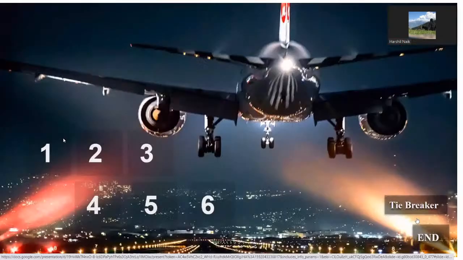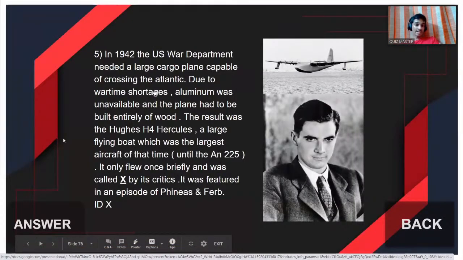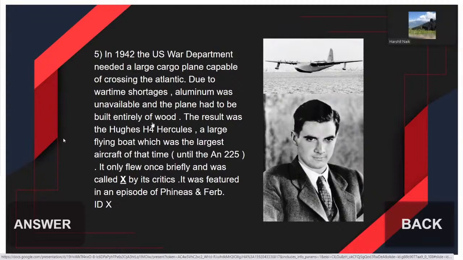Yes. Yeah. Team 5, your question is the following. In 1942, the US War Department, Department of Defense, needed a very large cargo plane that could cross the Atlantic Ocean. Due to the war, there were shortages of aluminum and other metals, so they had to build the plane out of wood. The result was the Hughes H-4 Hercules, the brainchild of aviation pioneer Howard Hughes. It was a large flying boat and the largest aircraft of that time in terms of wingspan until the Antonov An-225 came along, which we saw previously.